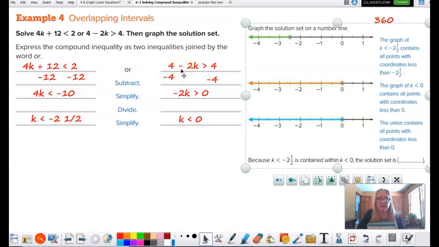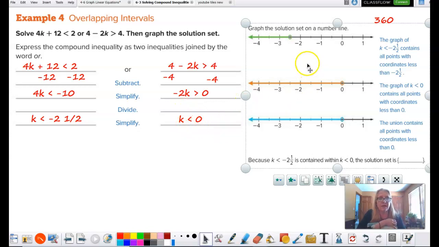On the right-hand side, we had this inequality. My first step was to subtract 4 from both sides to get rid of this guy. That left me with negative 2k is greater than 0. Then I divided both sides by negative 2, and I did remember to flip the sign this time, and I get that k is less than 0.